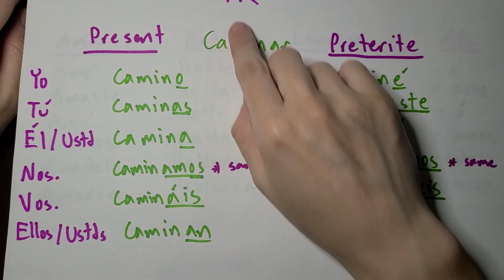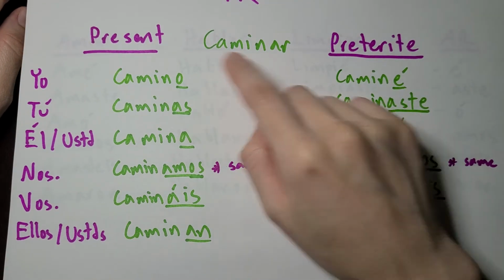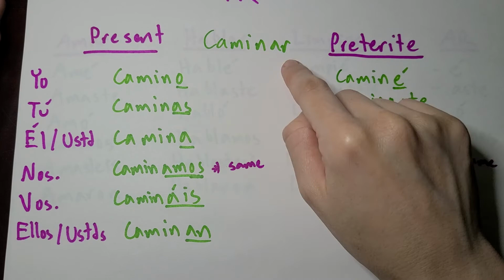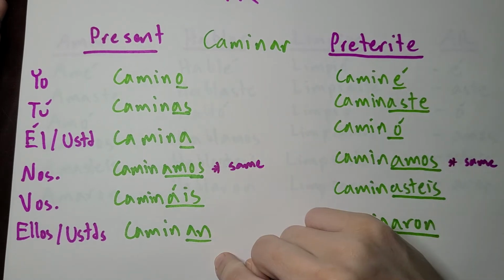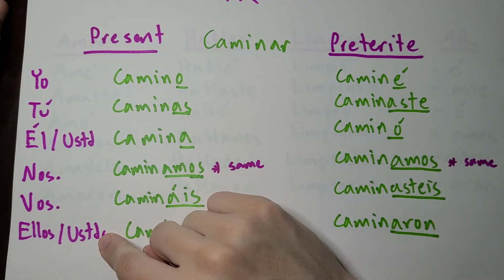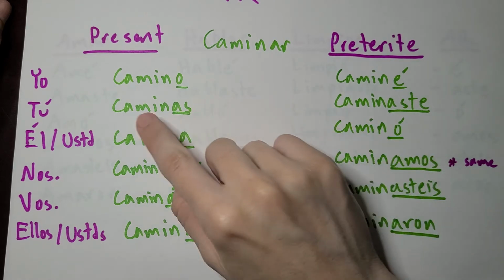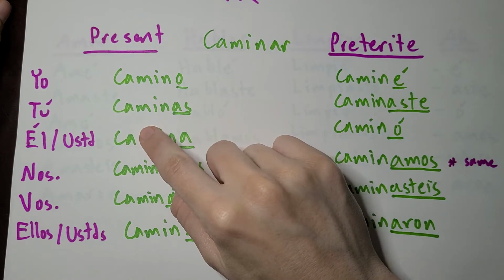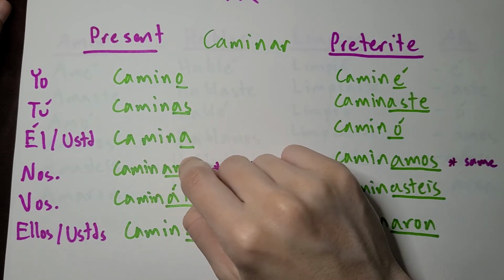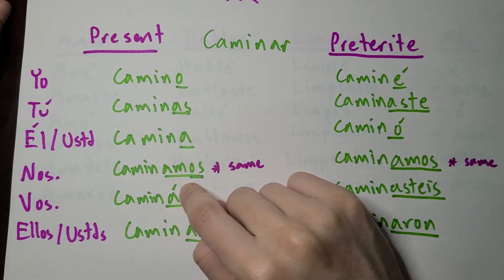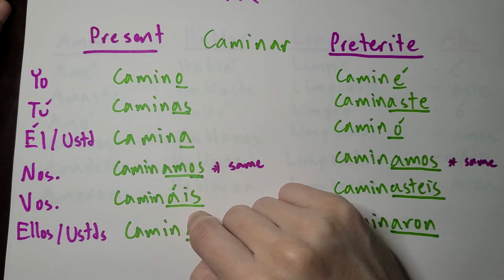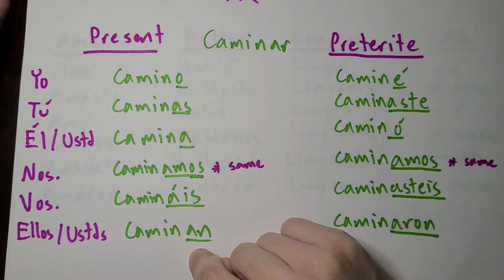So AR verbs, we have caminar, that means to walk. The present tense that you already know, the AR changes for all of the different endings depending on who's doing the caminar, okay? Yo camino, tú caminas, él camina, nosotros caminamos. Vosotros camináis. Ellos caminan. Okay?